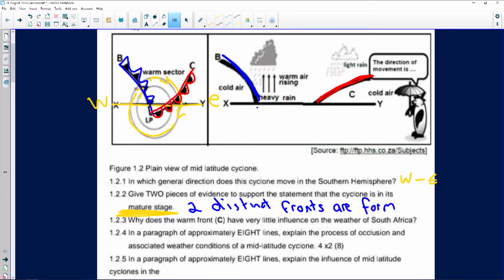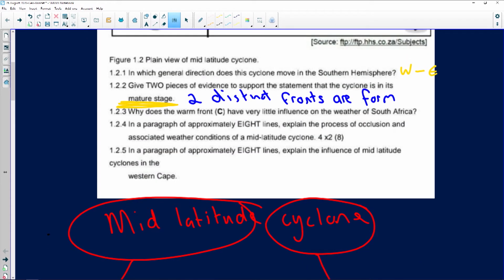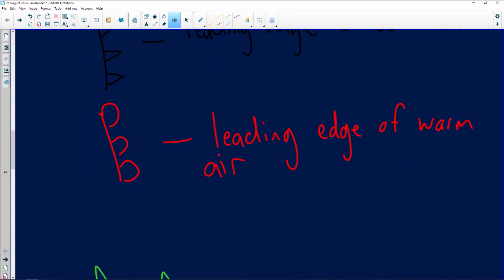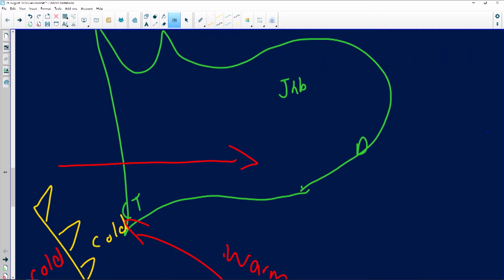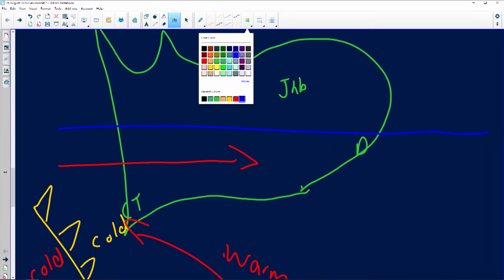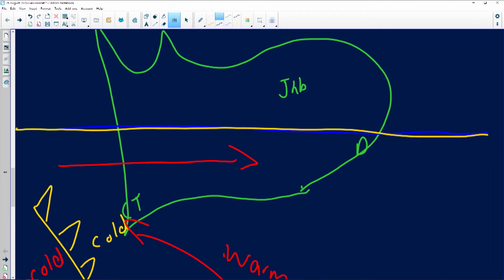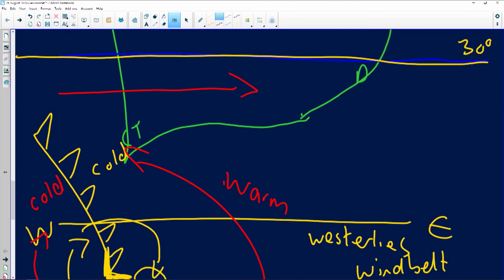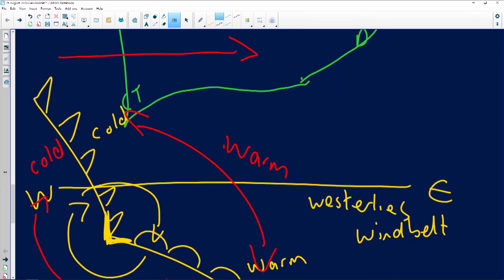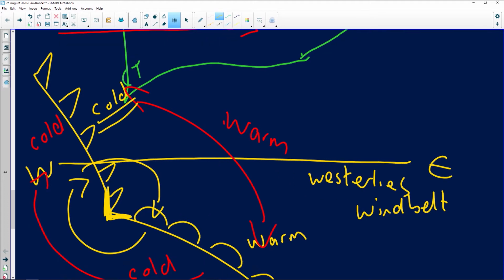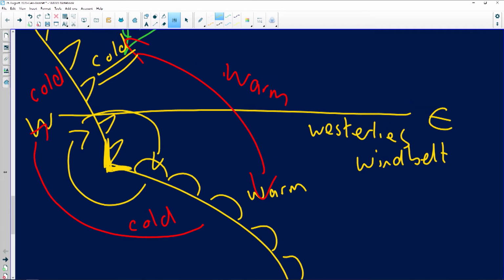Now, our next question, 1.2.3: why does the warm front C have very little influence on the weather of South Africa? Once again, I've shown you. The latitudinal position of South Africa is 30 degrees latitude. As you can see, we only experience the cold front, this section over here. The warm front section happens too far down south, roughly at 45 degrees latitude. So it's only the cold front conditions that we experience, especially in the Western Cape.